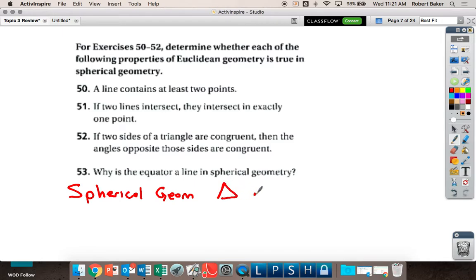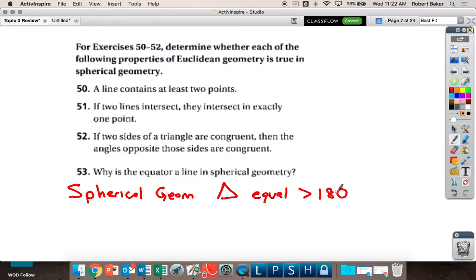Triangles are greater than 180 in spherical geometry, right? Spherical, something more than 180. Euclidean is equal to 180. Not equal to 180, neither. Okay? How many times do 2 lines cross in spherical geometry? Twice. 2 times. That's all you need. I'm not going to do anything else.